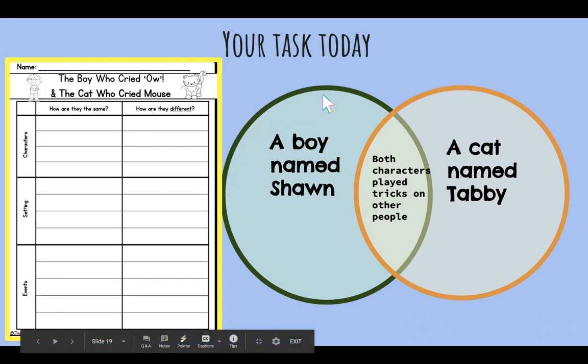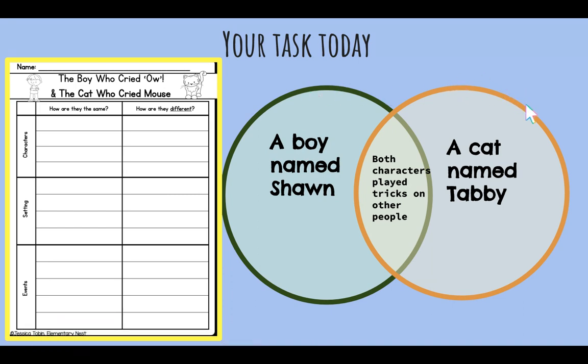And so over here, I have my Venn diagram, which, I wonder if somebody can tell me what I'm missing up here, because I don't know what story either of these things go with. Miss Fields did this to trick you, but if you said Miss Fields was missing her titles, you are so correct. Because on this side, I should have The Boy Who Cried Owl. And then on this side, the orange circle, I should have The Cat Who Cried Mouse. So remember, when you're doing your Venn diagram, make sure that you have your titles so that your readers know what side goes with each story.